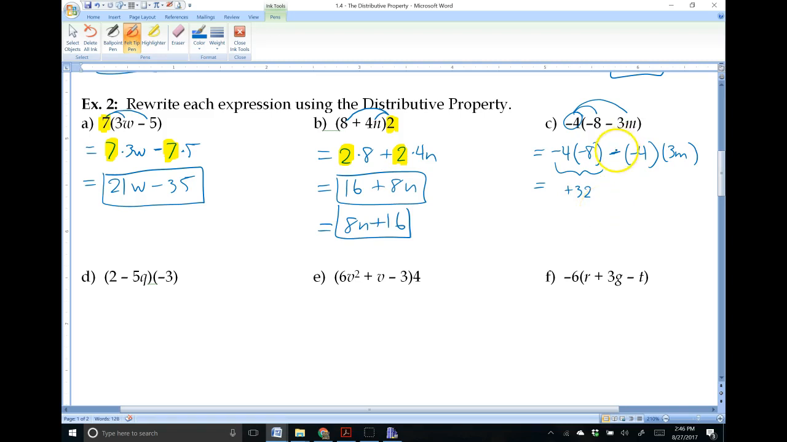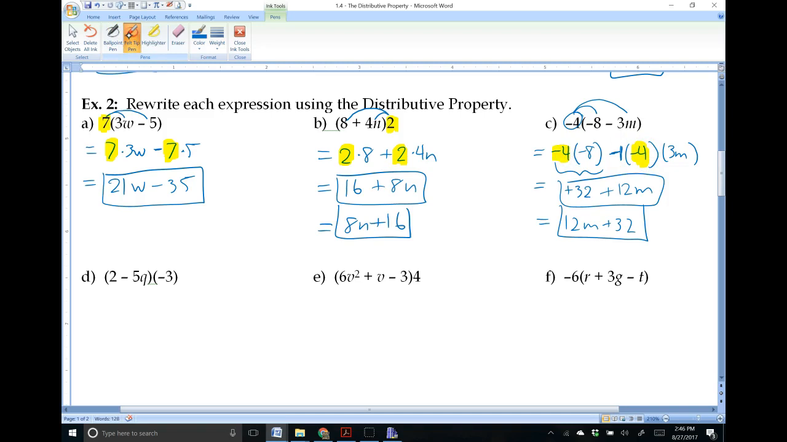And then we have negative, this is signifying negative 1, so negative 1 times negative 4, which is positive 4. Positive 4 times 3, which is positive 12m. I hope I didn't make that too confusing. Alright, so you can also write this as 12m plus 32. Both answers are acceptable, and I'll highlight once again what we multiplied.